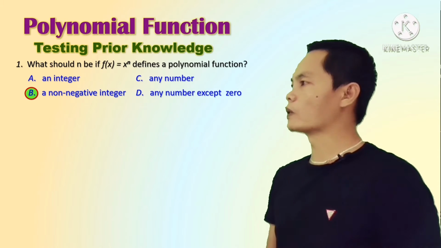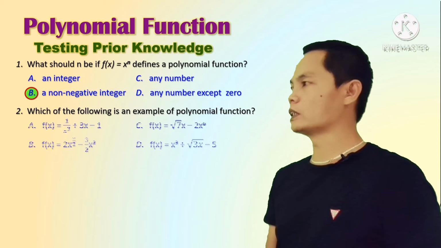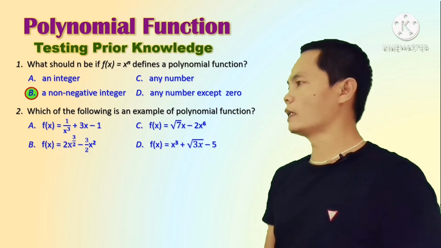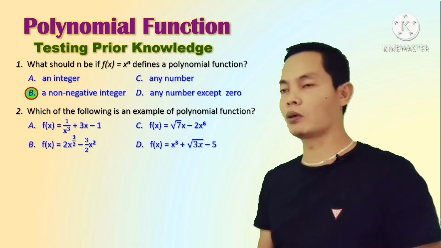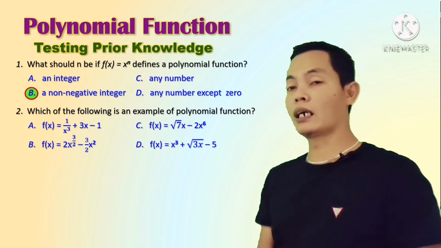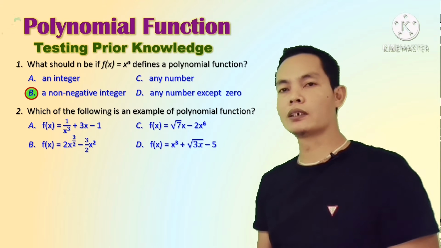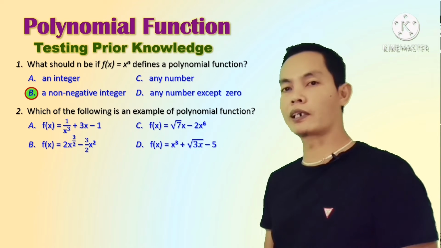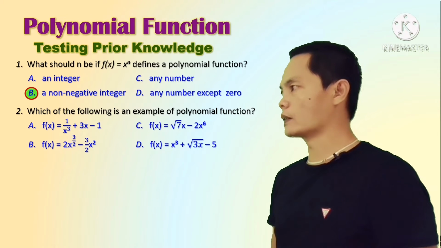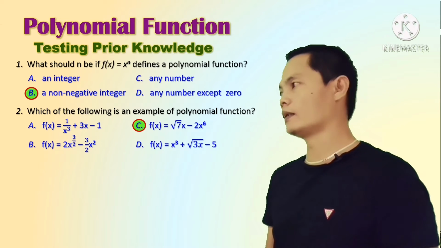Number 2, which of the following is an example of polynomial function? You see the options here. Makikita natin that letter A has a denominator of a variable with an exponent. You cannot consider that a function. Letter B, we have a fractional exponent. Letter D, we have a square root of 3x. So if we are going to simplify that, the x variable becomes an exponent of 1/2. Therefore, the answer here is letter C, even though this coefficient 7 has a radical.